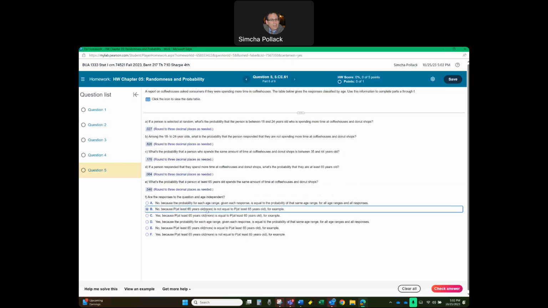This is it, because the vertical line means conditional on. If you calculate this probability, for example, given they spend more time in the coffee house, it's not equal to the chance of being 18 to 24 without being told that information. So the answer is B, not equal. That's the trick here.